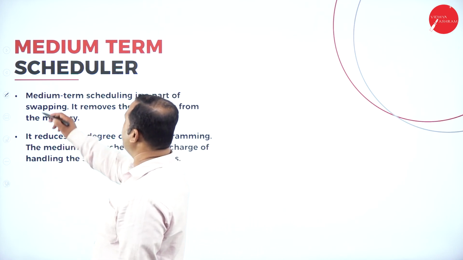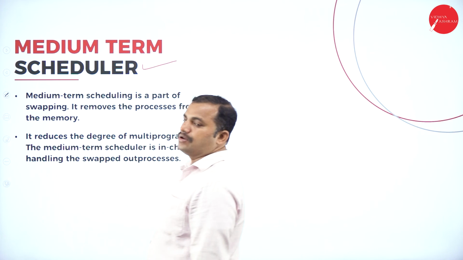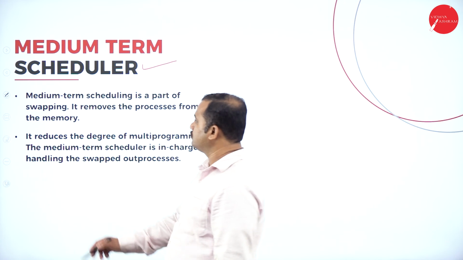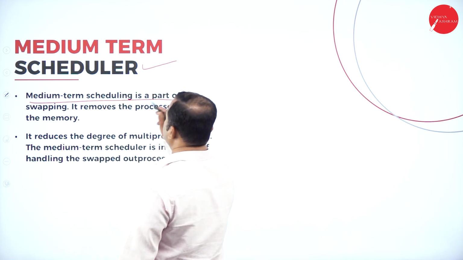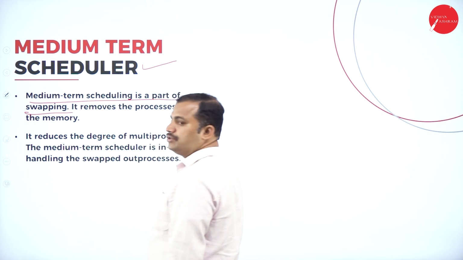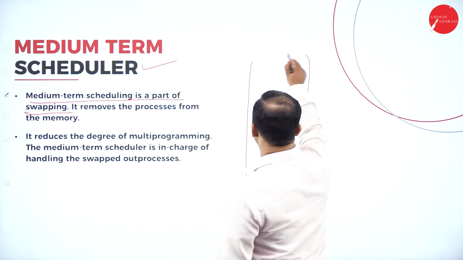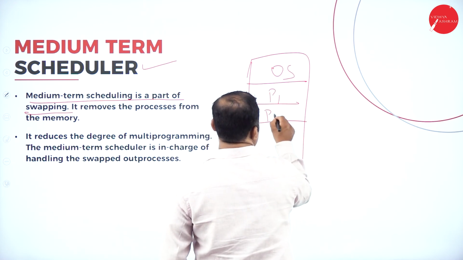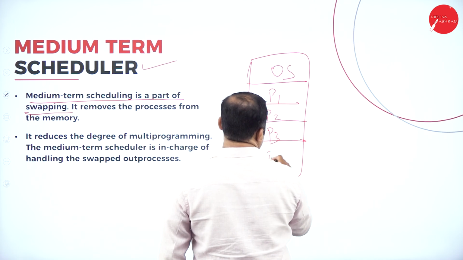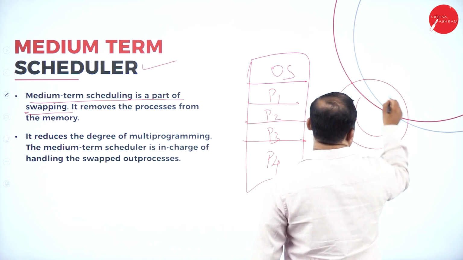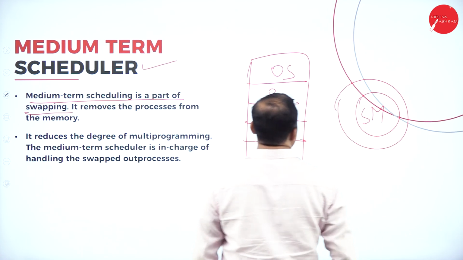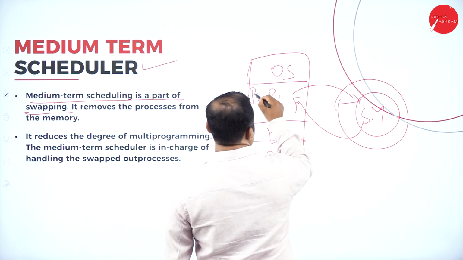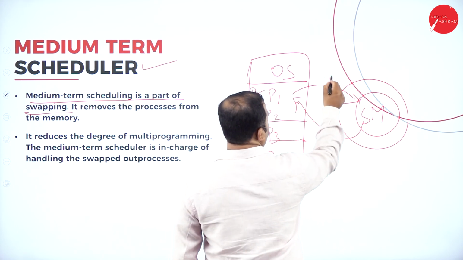Then we have the medium-term scheduler. What is the meaning of medium-term scheduler? Suppose the process is waiting in a queue, medium-term scheduler is a part of swapping. I told you that this is the main memory and the OS is reserved for this. P1, P2, P3, P4 are there and this is the hard disk, also called secondary memory. When the process P1 is to be replaced with process P5, then P5 must be brought from here to here. P1 must be swapped out.